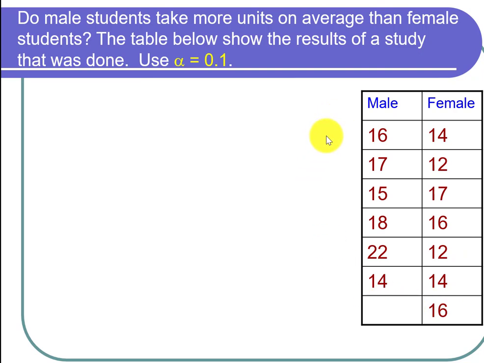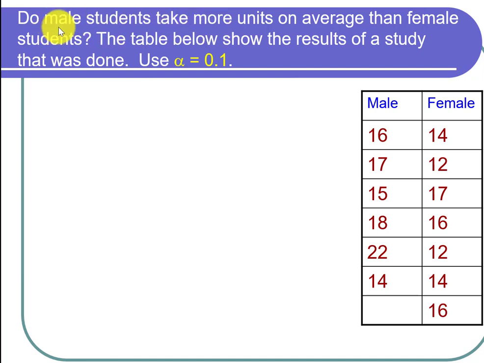And notice that we have a very small sample size. We better assume that we have a normal distribution for both the male and the female population. So notice we're asked, do male students take more units? So that's a hypothesis test.